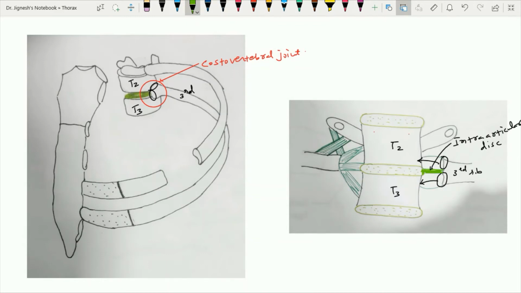This costovertebral joint also has a capsular attachment, just beyond the facets of the head to the vertebra one higher and the corresponding numerical one. So for the third rib, the capsule is attached with the T2 vertebra above and the T3 vertebra below.